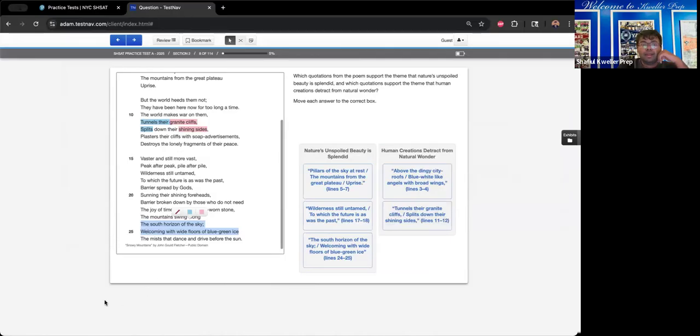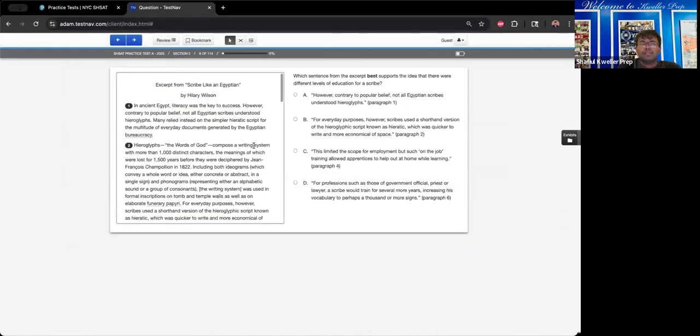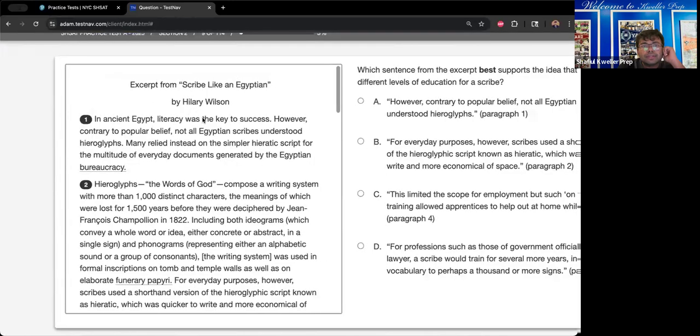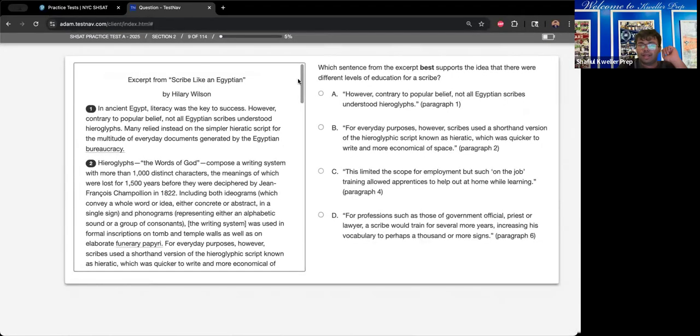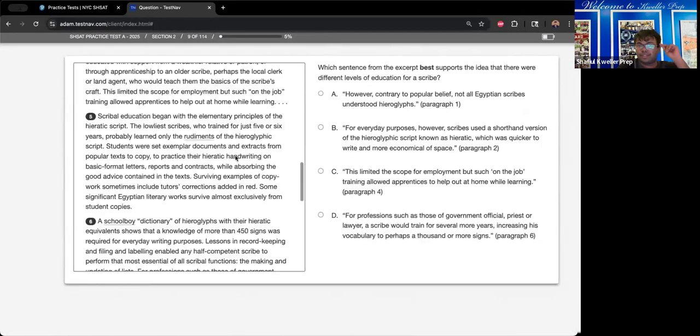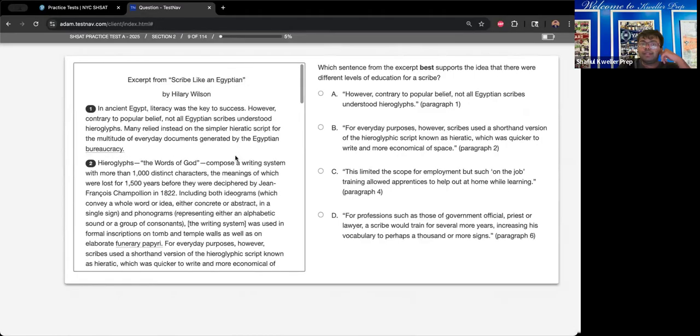Okay, let's go to the next one. "Scribe like an Egyptian." Okay, I feel like I've read this before. Let's spend a minute or two reading this. Again, I want everyone to have their test out so we can read through this. Take a minute and then we'll go over it.